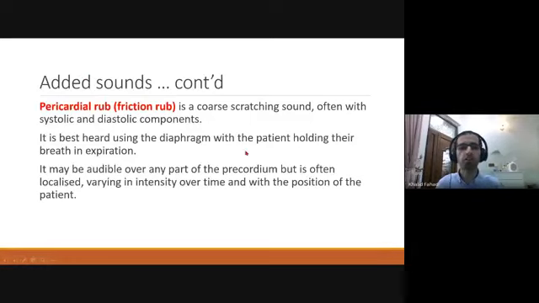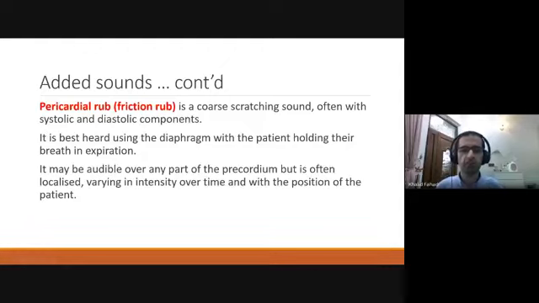With the patient holding their breath in expiration in order to bring the pericardium near the surface of the sternum, just below the surface of the sternum. So what do we tell the patient? Take a breath, empty your chest of air, then hold your breath at the end of expiration.